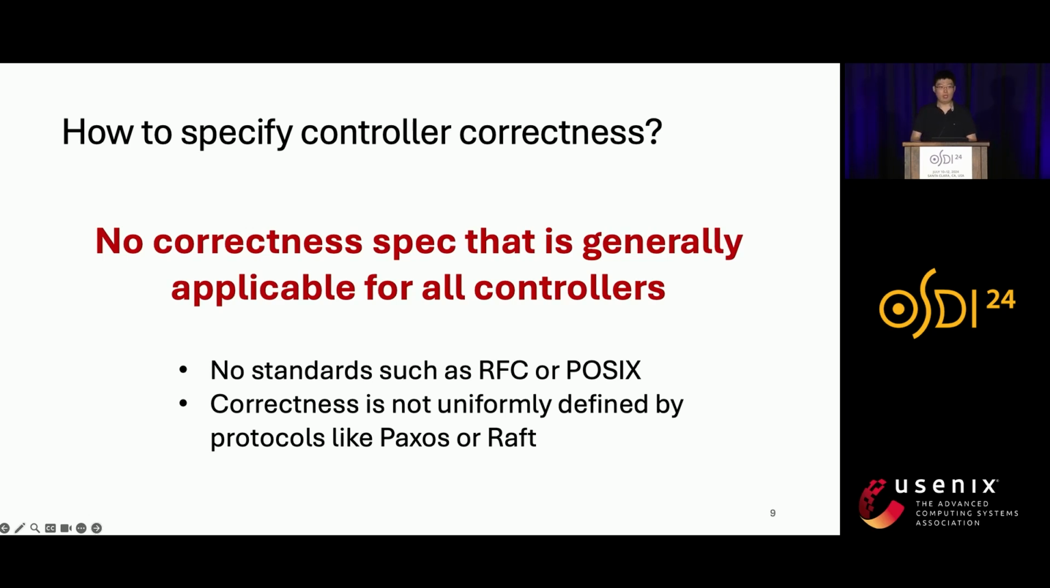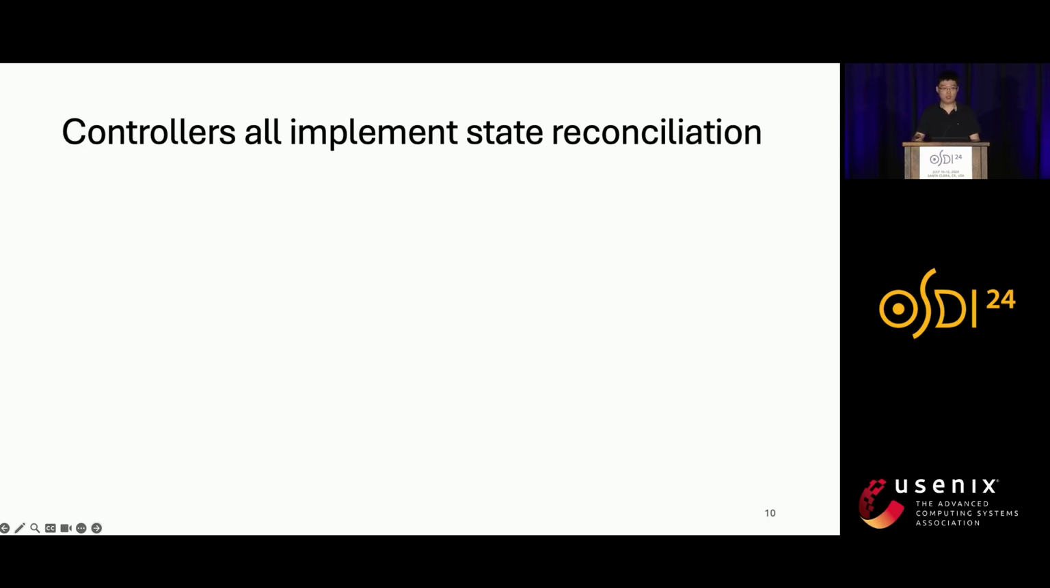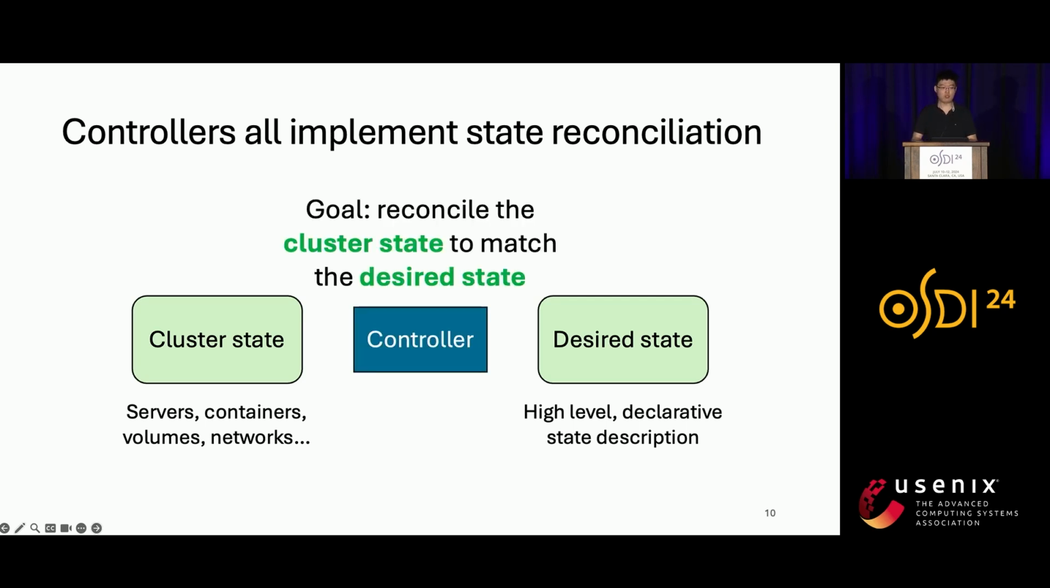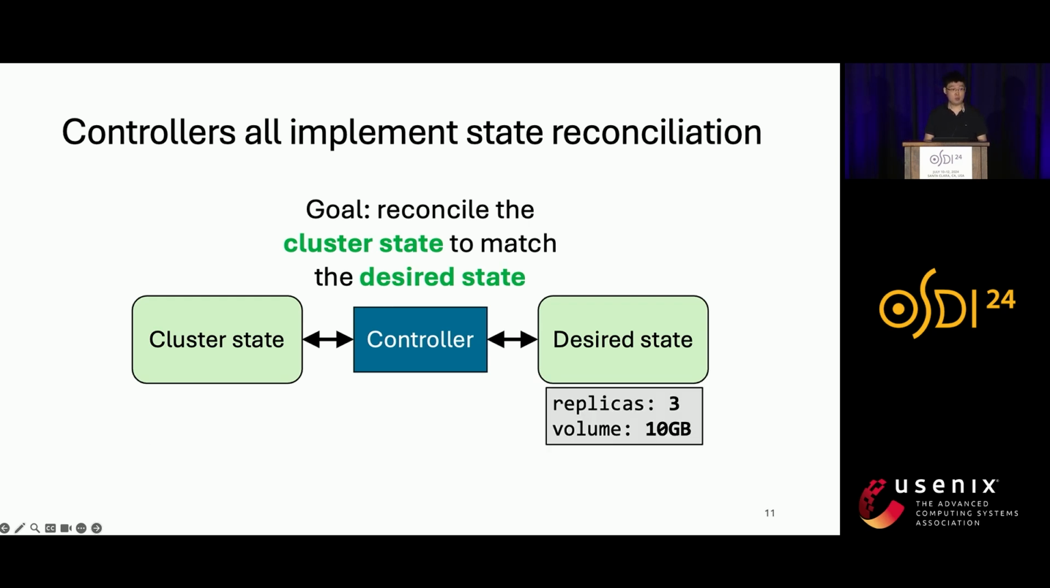So to come up with the right spec, let's first look into how controllers work. The key here is a state reconciliation principle that all controllers follow, and let me explain it in detail. In cluster managers such as Kubernetes, the cluster state, including servers, containers, volumes, networks, and so on, is all managed through some desired state, which is a high-level declarative manifest that describes what the desired state looks like. And the goal of the controller is to reconcile the cluster state to match the desired state. This is done by continuously monitoring both the cluster state and the desired state and continuously updating the cluster state.